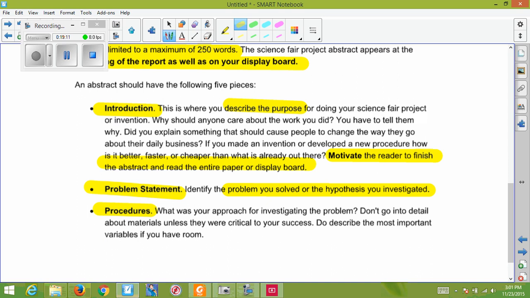Right. So that is pretty much that. So that is the science fair project and everything put together, and I'll see you next time.